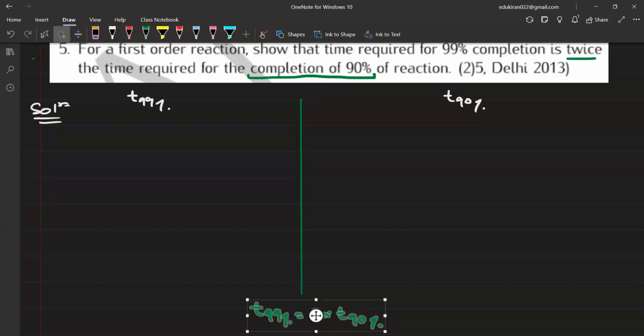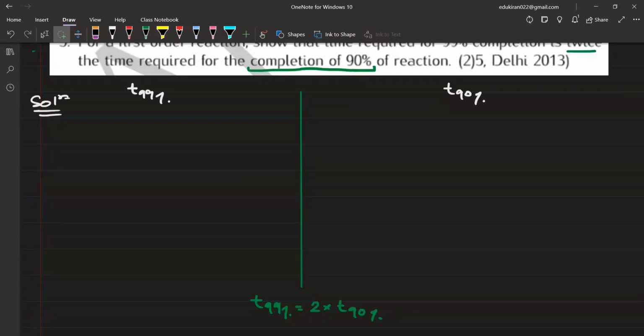तो T99 निकालते हैं और T90 निकालते हैं. We will calculate both of them individually and then see if there is any relationship. चलिए, please let us see. If T99 percentage, that means how much is left? 99% हो गया. So 1 will be remaining. 1% is remaining. And initial would have been 100.